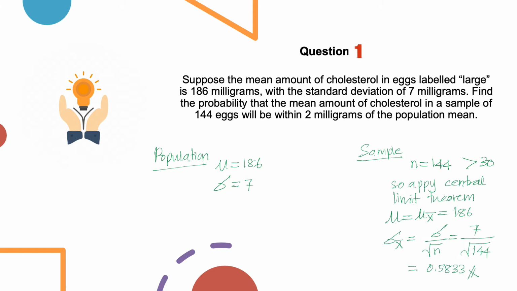When we apply the central limit theorem, it means that we assume that the mean of the sample is equal to the mean of the population, that is, in this case, 186. And we can solve for the standard deviation of the sample by using the formula of the standard deviation of the population divided by the square root of n, that is equal to 7 divided by the square root of 144. That gives the final value of 0.5833.